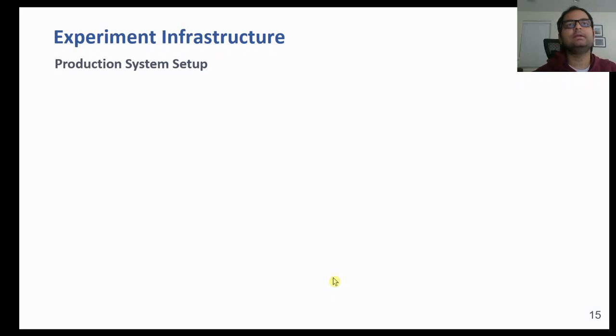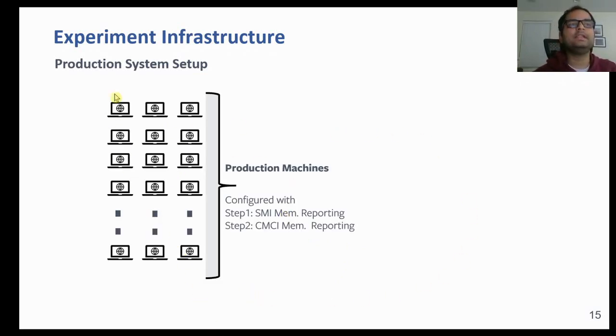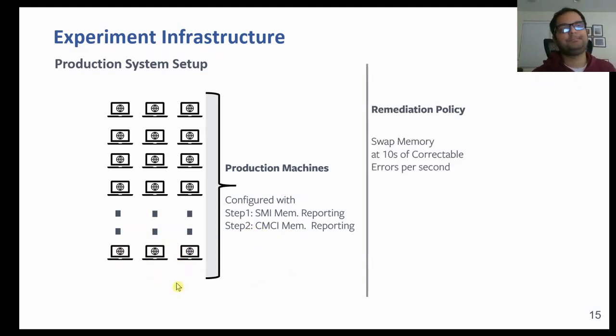In addition to understanding the hardware remediation infrastructure, let's also try to understand the production system setup that we used for conducting our experiments. We have a series of production machines which are all serving traffic to our applications as well as end users. These are first configured with SMI memory reporting in the first step of the experiment, and in the second step, to get the comparison, are configured with CMCI memory reporting. Then the results are compared. It is also important to note the remediation policy that we use for saying when the memory is good versus when the memory is bad.